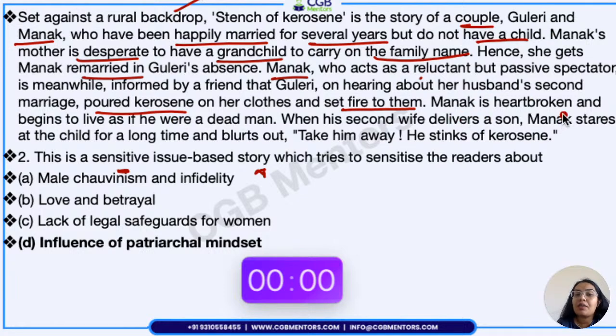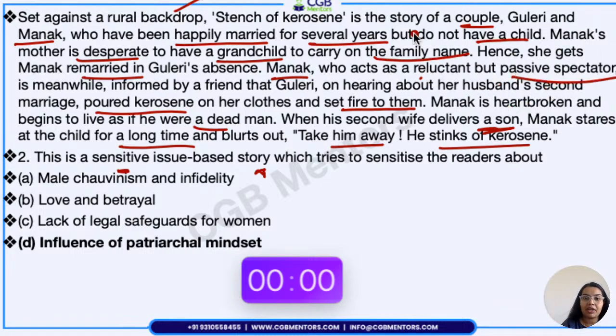Now Manak is heartbroken and begins to live as if he were a dead man. He is in despair. When his second wife delivers a son, Manak stares at the child for a long time and blurts out, taking away his stinks of kerosene. He has lost his mind. Okay, he has lost his mind. He acts as a reluctant but passive spectator.